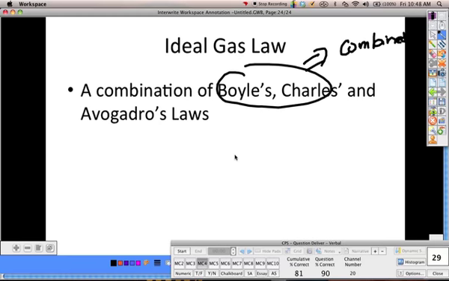And Avogadro's law, which was the first one that we looked at, V1 over N1 is V2 over N2. That was the second one, excuse me, that we looked at.